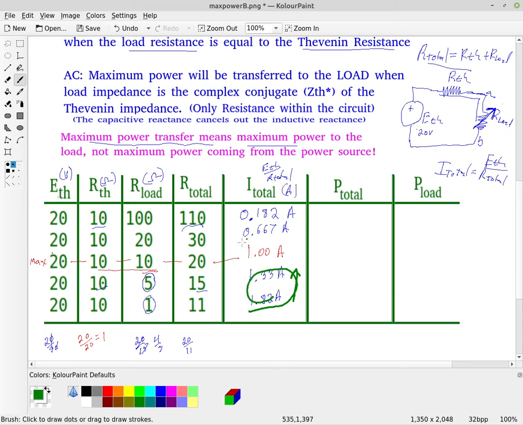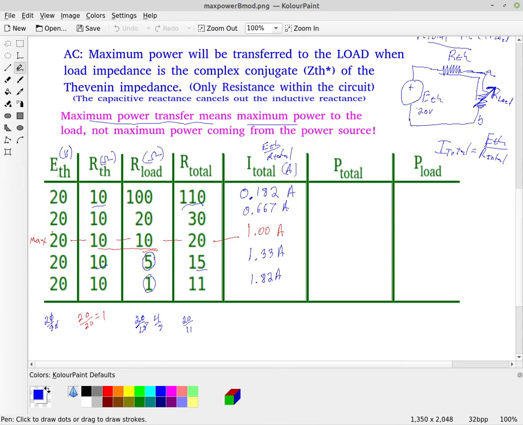So I have more current in these last two cases than I did for what they told me was going to be maximum power. All right, so let's look at total power.